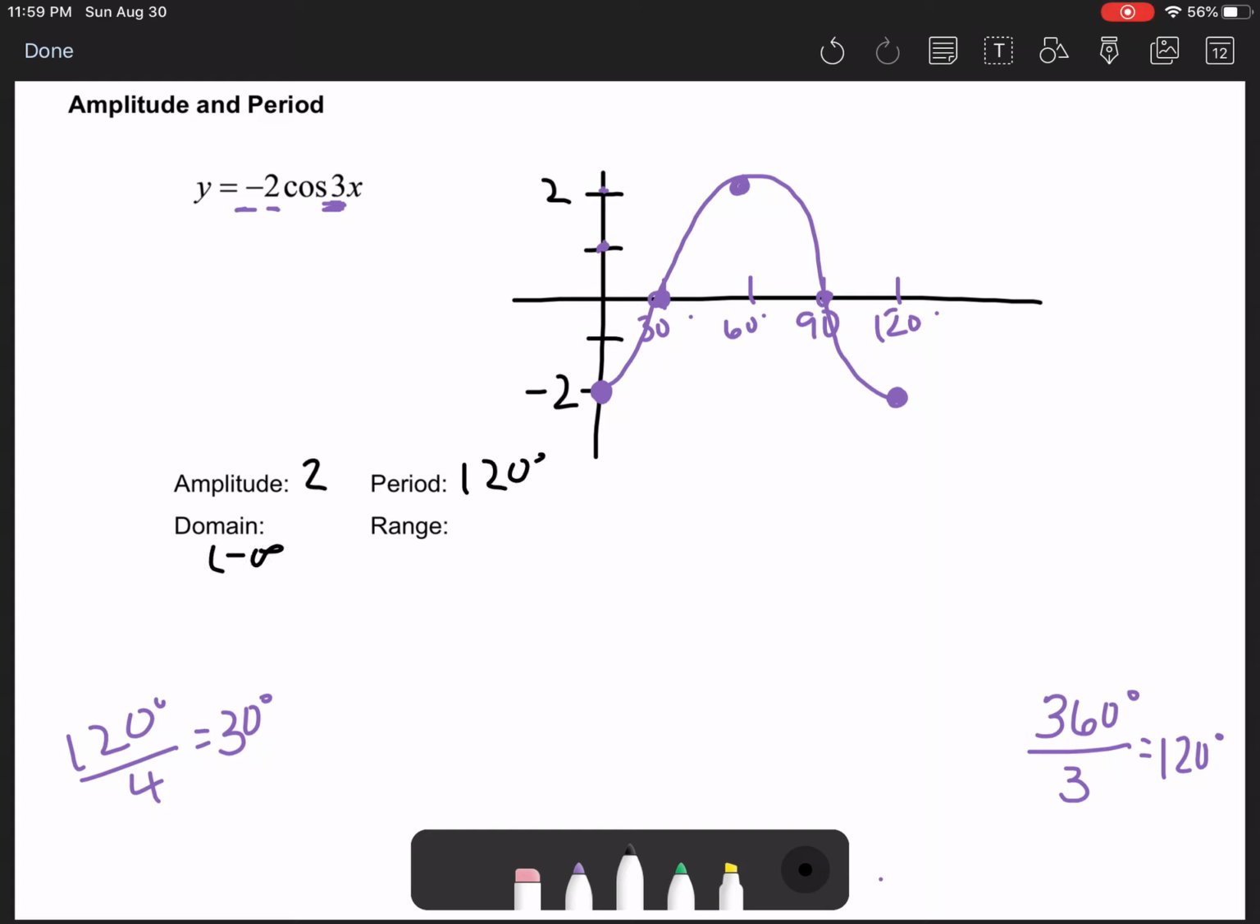Domain is still all reals. Okay, range is also changed. We're going from -2 to +2.